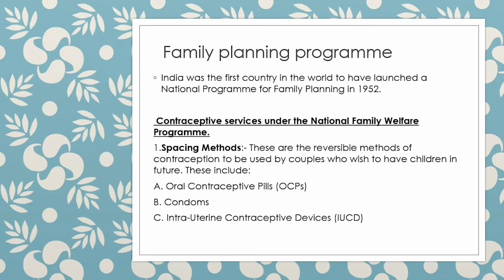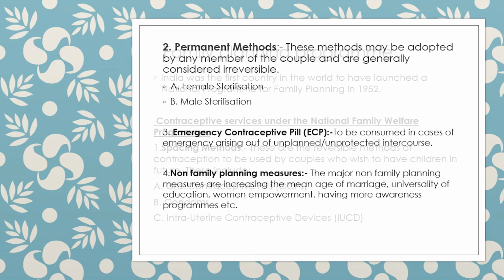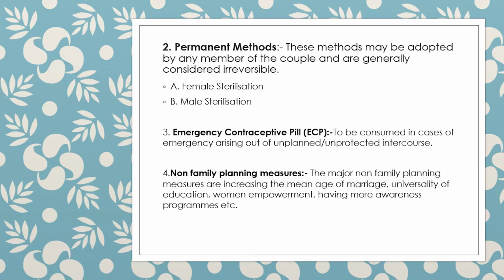Contraceptive services under the National Family Welfare Program. Spacing methods. These are the reversible methods of contraception to be used by couples who wish to have children in future. This includes oral contraceptive pills, condoms, intrauterine contraceptive devices. Permanent methods. These methods may be adopted by any member of the couple and are generally considered irreversible. Female sterilization and male sterilization. Emergency contraceptive pill to be consumed in the case of emergency arising out of unplanned or unprotected intercourse.